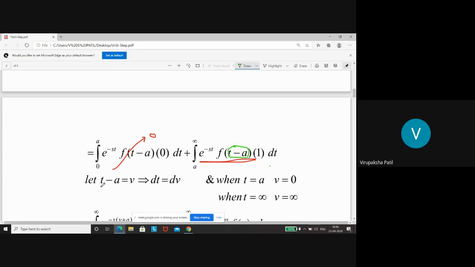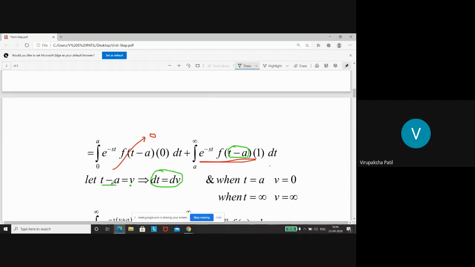Let t minus a be equal to v. If you put t minus a equal to v, what you have to do is differentiate with respect to v. So dt by dv minus 0 is equal to 1, and if you cross multiply, dt is equal to dv.